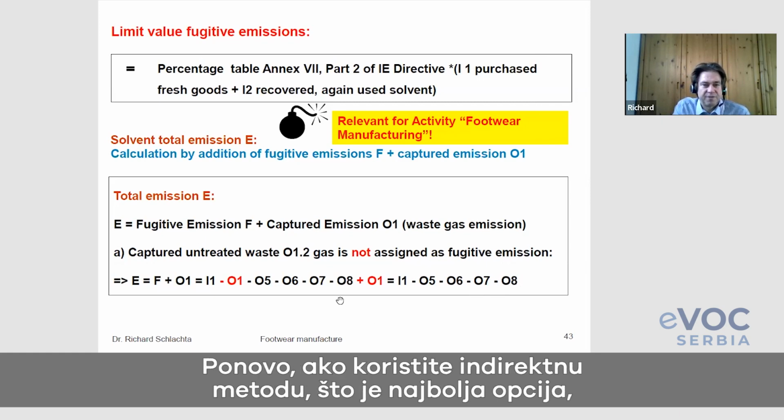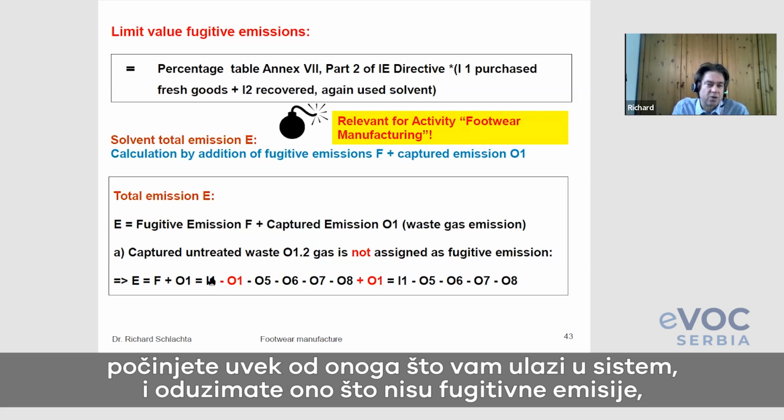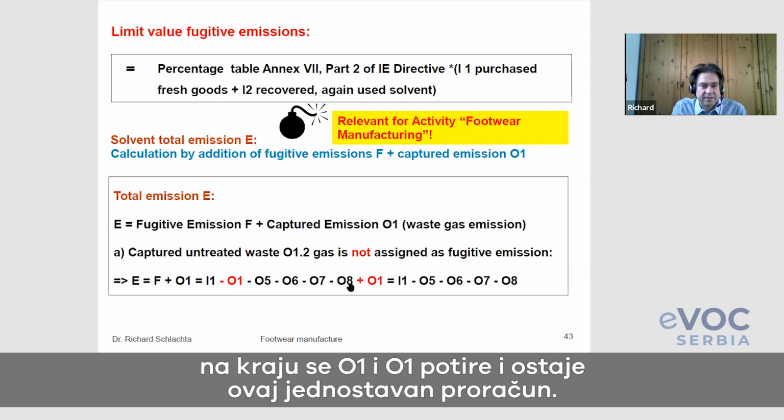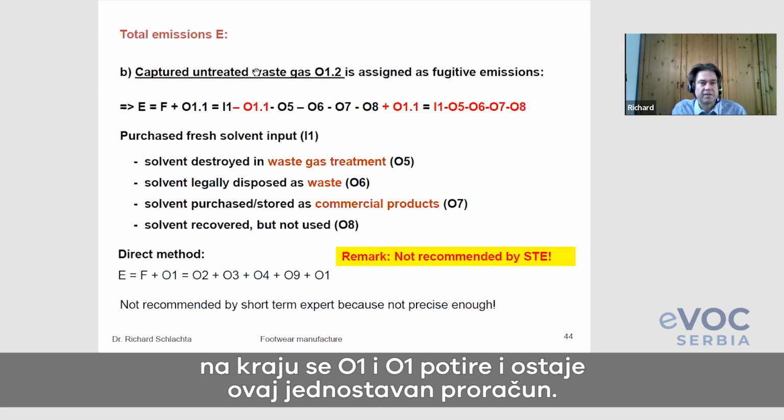So very easily, again, if we use the indirect method, and that's the best option, we always start with what we put in, and we subtract what is not fugitive, and by that we may calculate, and we have to add the captured emission to it. So at the end, this O1 and O1 here will be eliminated, and we get this simple calculation.